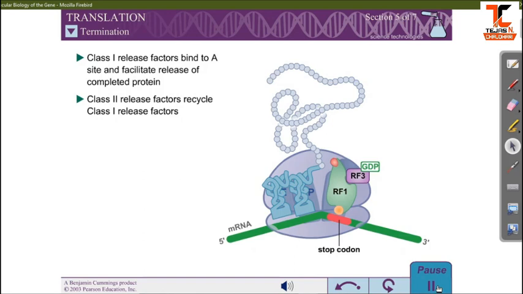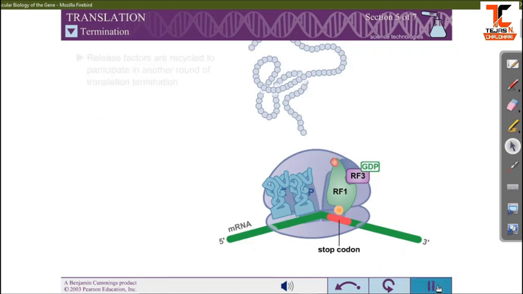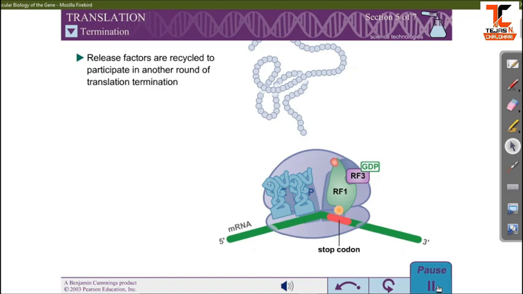After the Class I and Class II release factors are both bound, a glycine-glycine-glutamine, or GGQ, motif on the Class I release factor triggers hydrolysis of the protein from the tRNA in the P site. Release of the protein from the ribosome triggers the recycling of the release factors. First, GTP is exchanged for GDP on the Class II release factor.